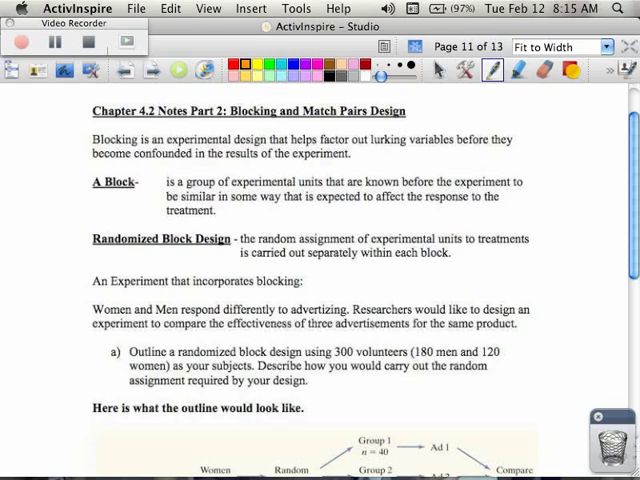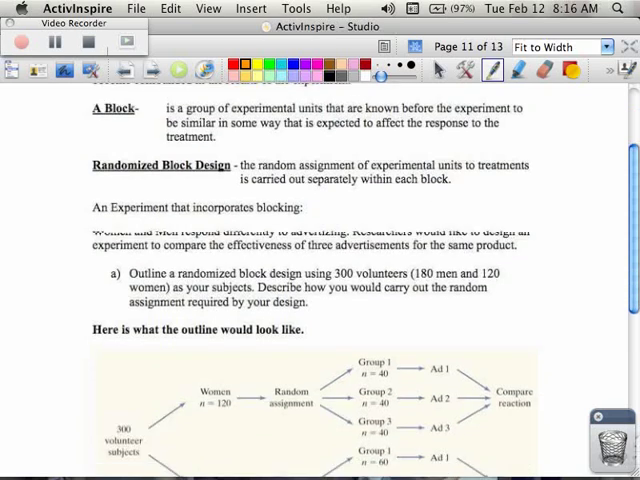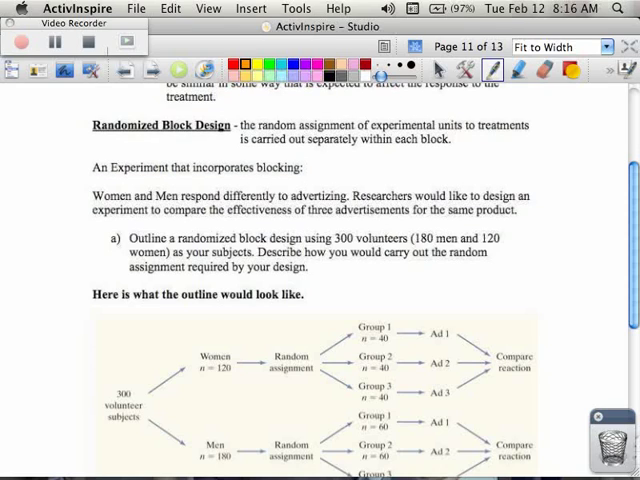All right, so blocking is an experimental design that helps factor out a lurking variable. We've talked about this lurking variable that could confound our results. A block is a group of experimental units that are known before you start the experiment to be similar in some way that might affect a response, like the difference between males and females' responses. The random assignment of these units is carried out separately within the block. So you block first, then randomly assign.